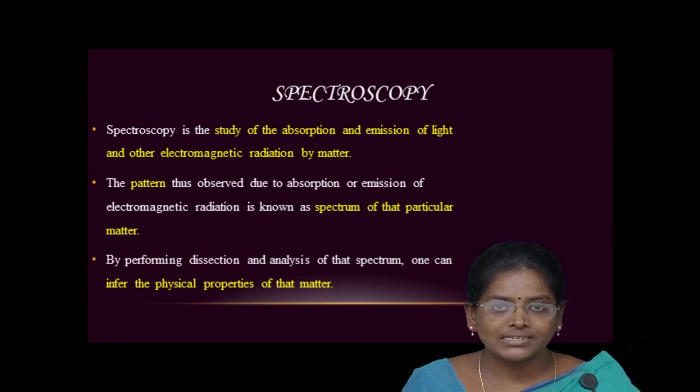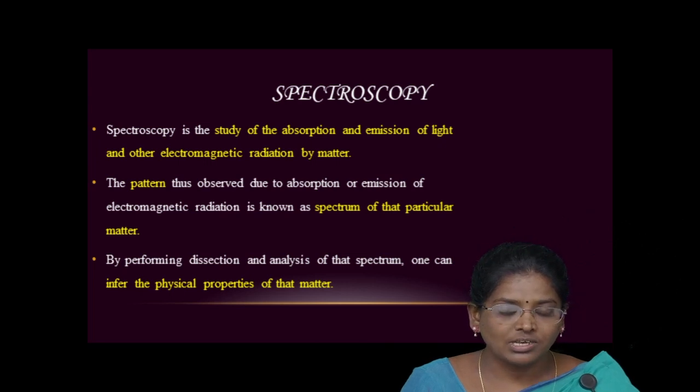Now, what is matter? Matter is of three types, that is solids, liquids and gases. So, using spectroscopic techniques, we are able to study solids, liquids and gases. The pattern we observe due to absorption or emission of light or any other electromagnetic radiation is termed a spectrum. With a detailed dissection or analysis of that spectrum, one can infer the properties of the matter.